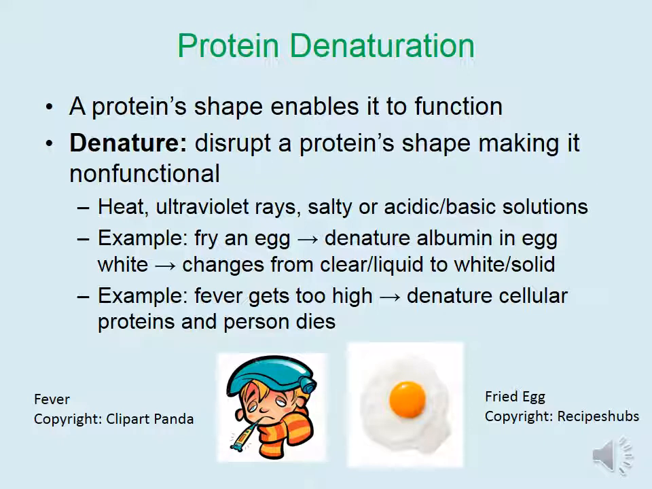Some examples of protein denaturation include frying an egg. In this case, you denature the albumin in the egg white and you can physically see it change from a clear liquid to a white solid. If your fever gets too high, the reason that you die is because you start denaturing your own cellular proteins.